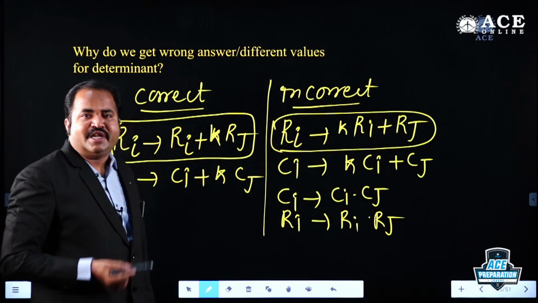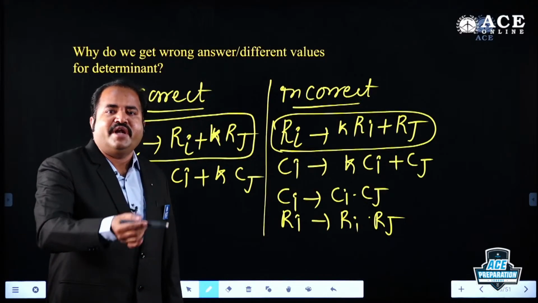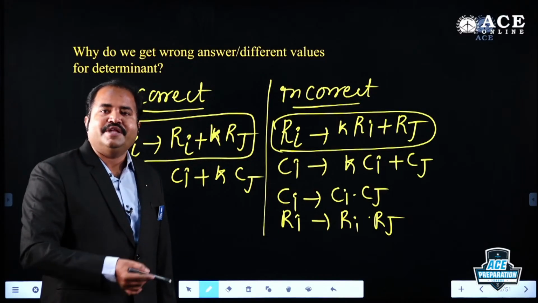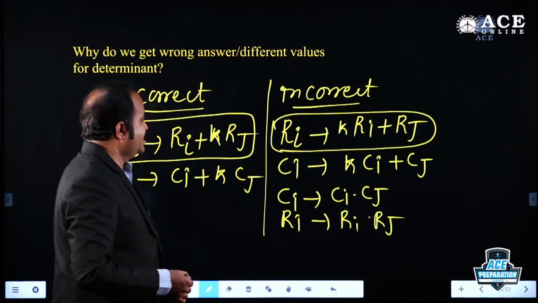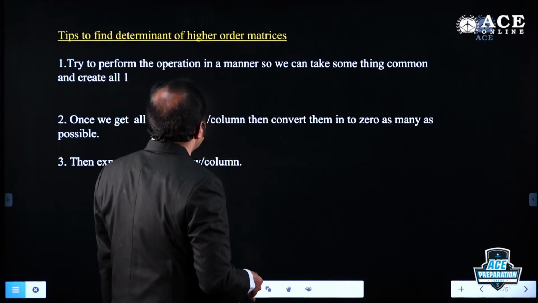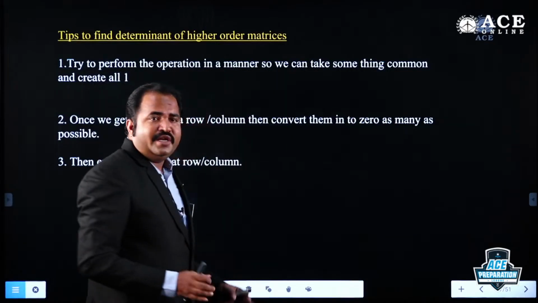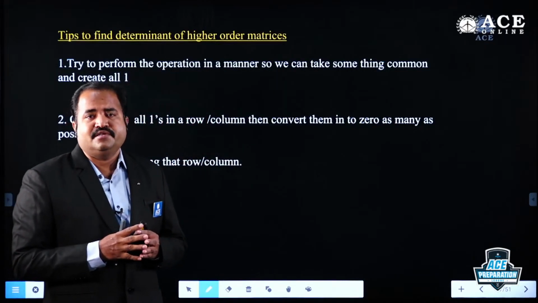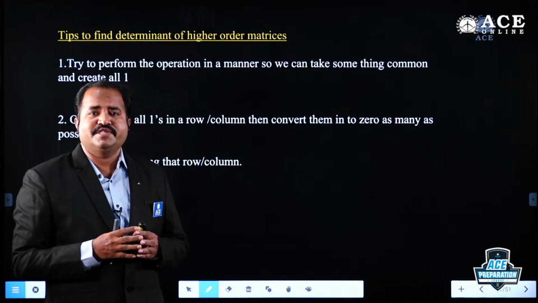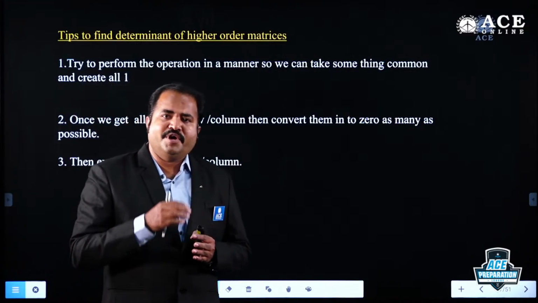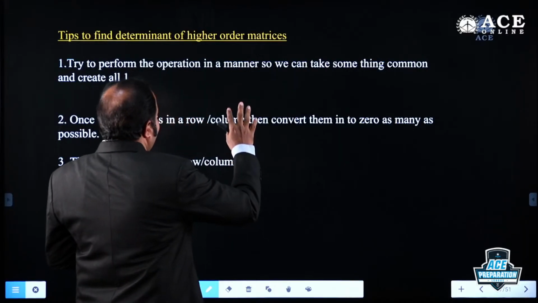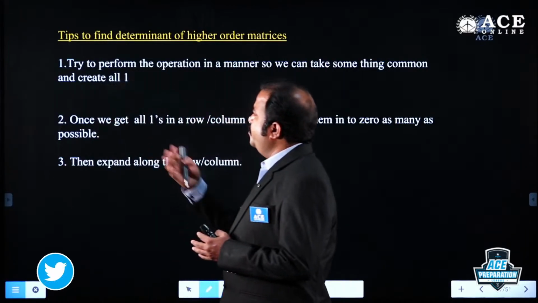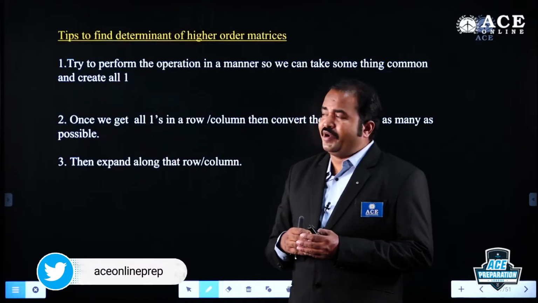And you can apply the interchange operation also. But whenever an interchange operation is performed, the determinant value is to be multiplied with -1. So these are the important properties. So how do we find the determinant of higher order matrices? 3 by 3, 4 by 4, 5 by 5, 6 by 6. 3 by 3 is not a problem, but 4 by 4, 5 by 5, 6 by 6, etc. So these are some hints or tips to find the determinant of higher order matrices.